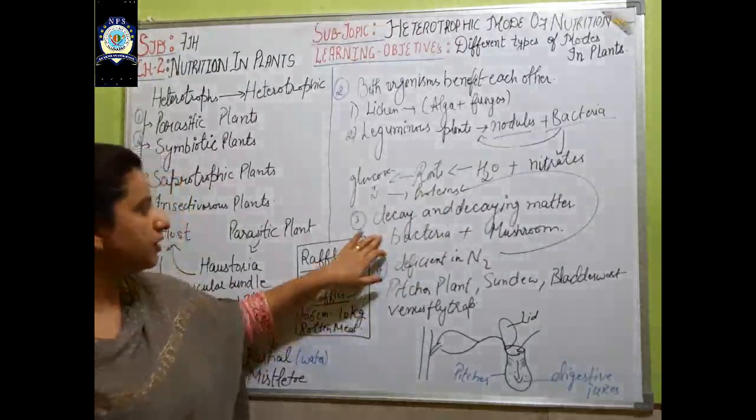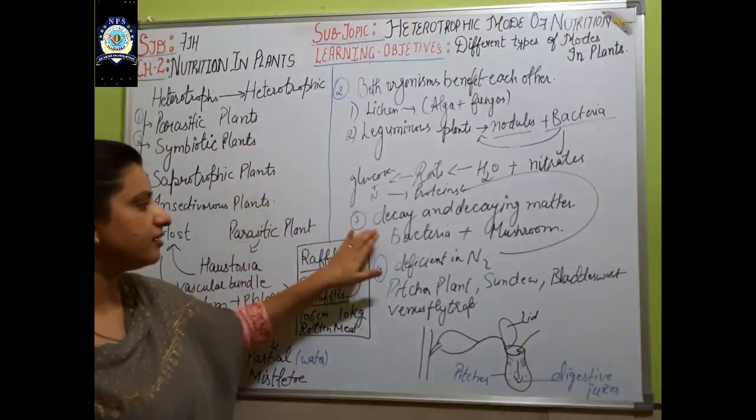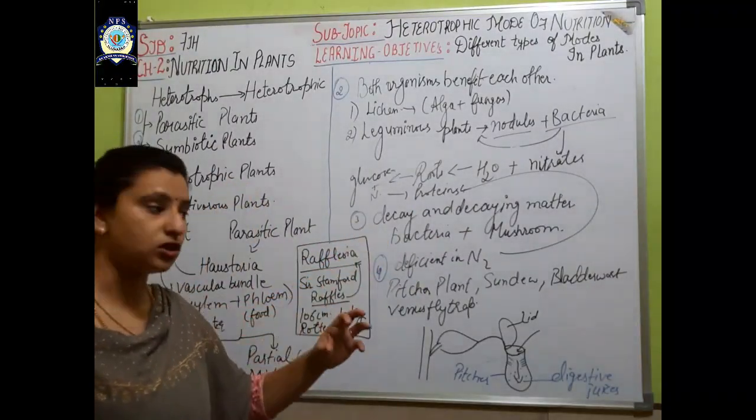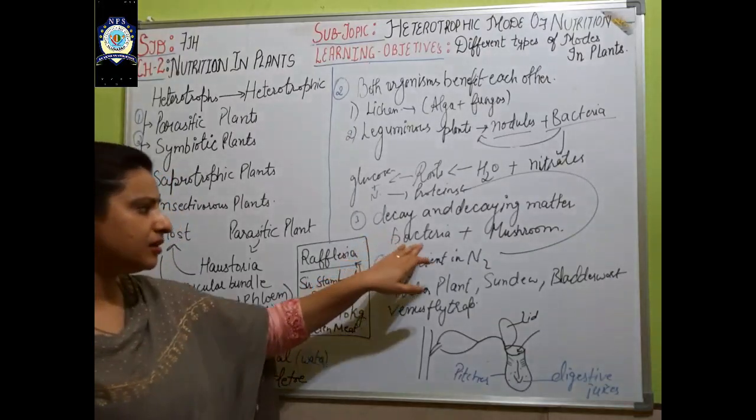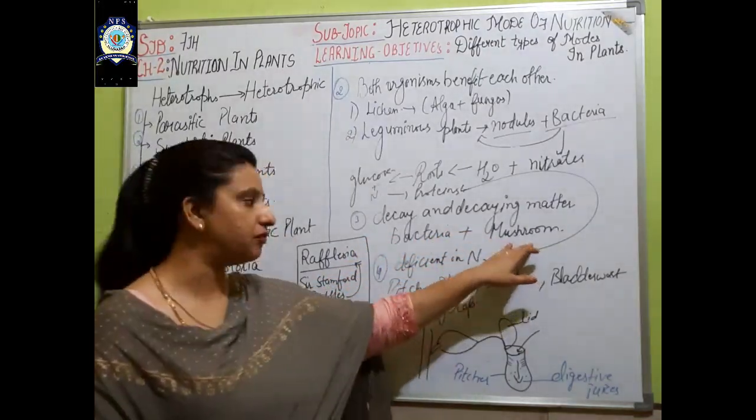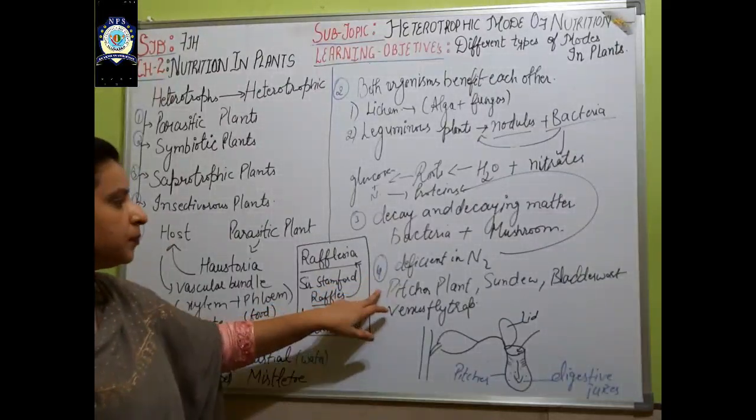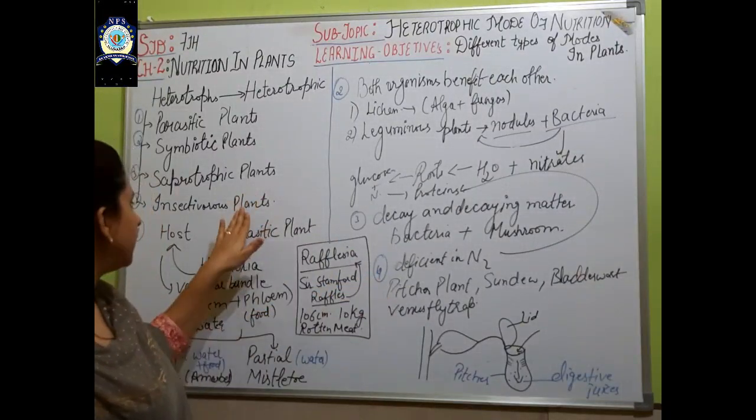Now the third, we go for the saprotrophic plants, and they get their nutrition from dead decaying matter. Mainly the bacteria and mushrooms are examples of it. And if we go for the fourth type, that is insectivorous plants.